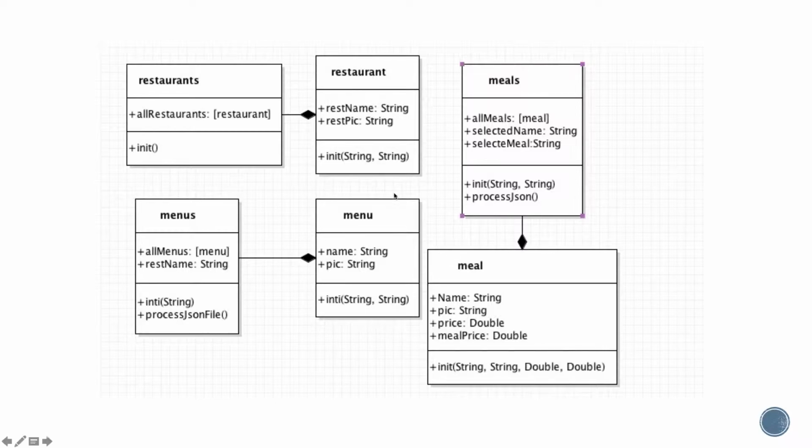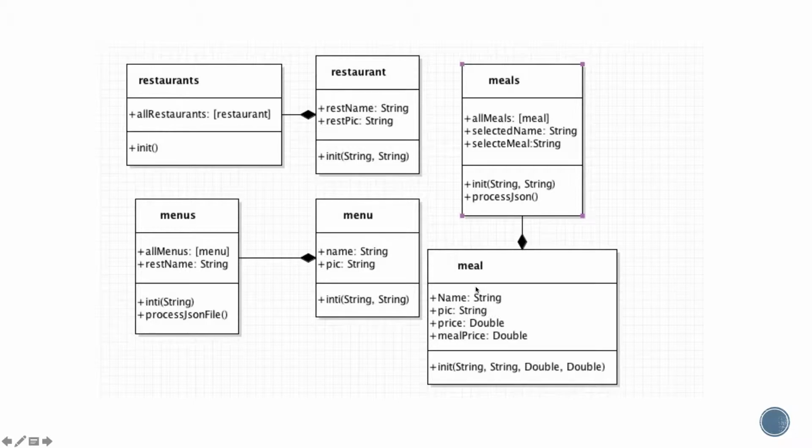The first one is the restaurant. Each restaurant will be stored in the restaurant entity. There's a restaurant name and restaurant pictures, and also there are menus, like what kind of food you select, right? What type of food, like burgers or sides. Each one will be stored as our menus entity, and there's a name and picture for it.